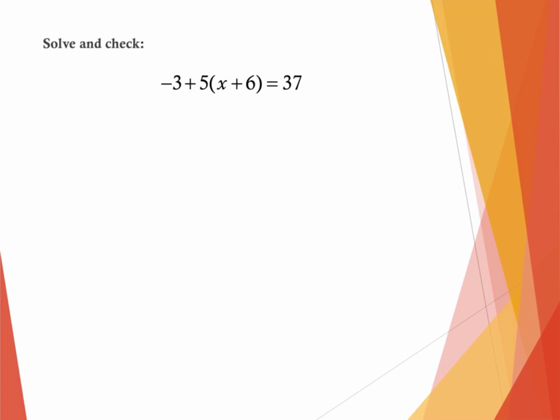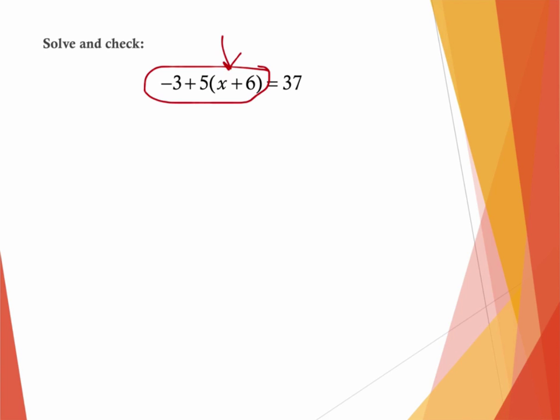In this example, we have negative 3 plus 5 times x plus 6 is equal to 37. We need to simplify the expression on the left-hand side here before I can isolate the x. So when we simplify expressions, we always go back to our order of operations. So my parentheses, I see that there's nothing in there that can be simplified the way it is. There's no exponents, so I move on to multiplication and division.